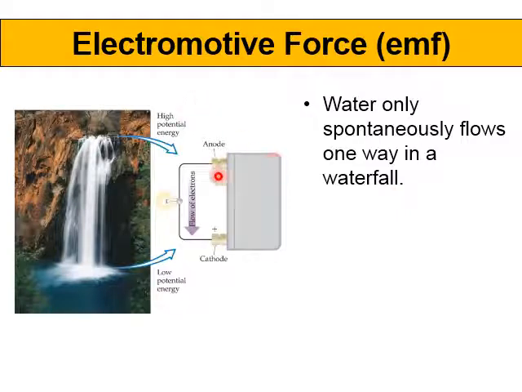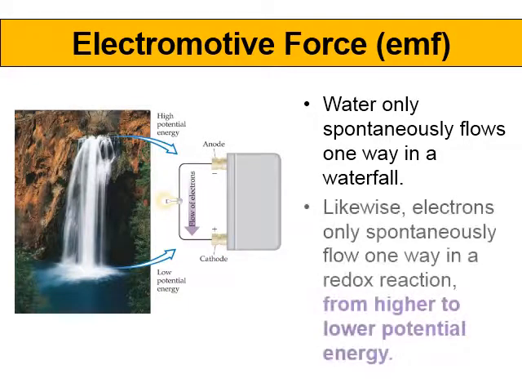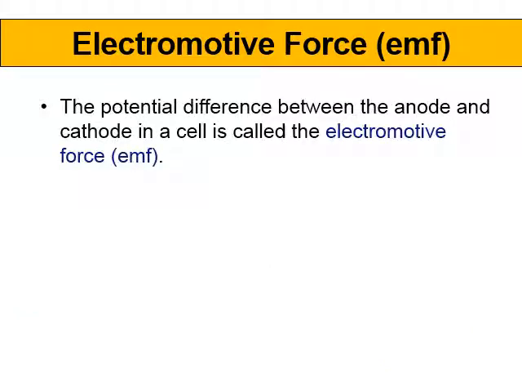Alright, so the same goes for the electrode. Basically, electrons can only flow from high potential energy towards low potential energy. High potential energy normally occurs at the anode, and the lower energy is normally known as the cathode. Alright, so the potential difference between the anode and the cathode itself, we call electromotive force or EMF.